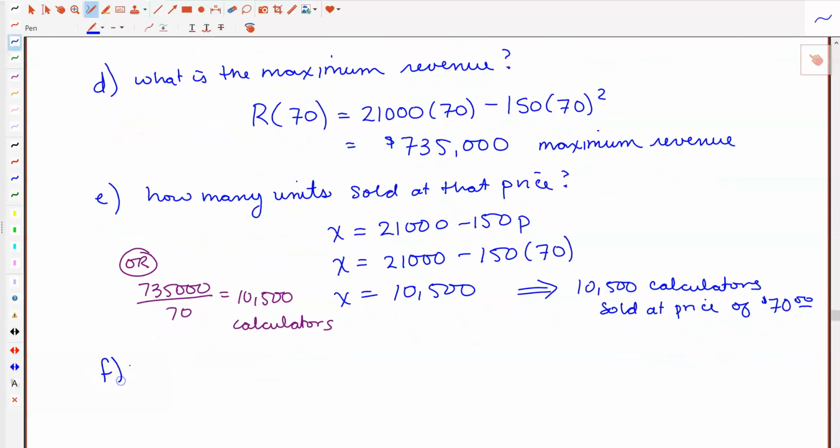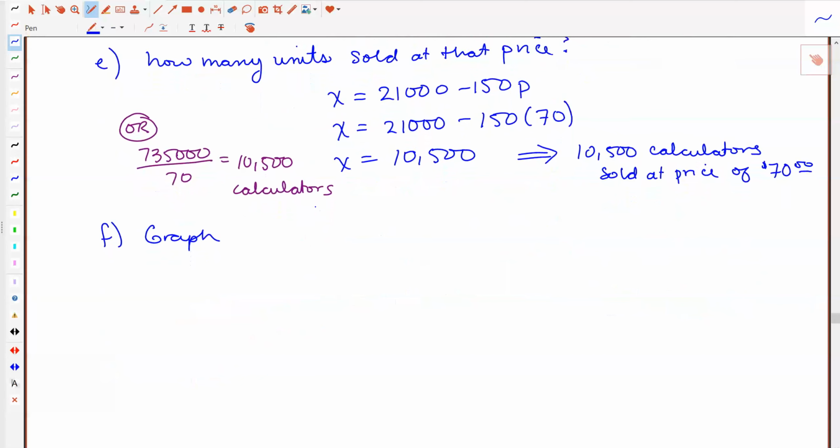Okay, so moving on to part F. Part F says graph the function. So to graph, we already have our vertex from our earlier work, so maybe let's just find our intercepts. If I set 0 equal to my function, 21,000p minus 150p squared, I can factor out 150p from both terms. I'll be left with 140 minus p. And because that's factored, I can now set each factor equal to 0 and solve.